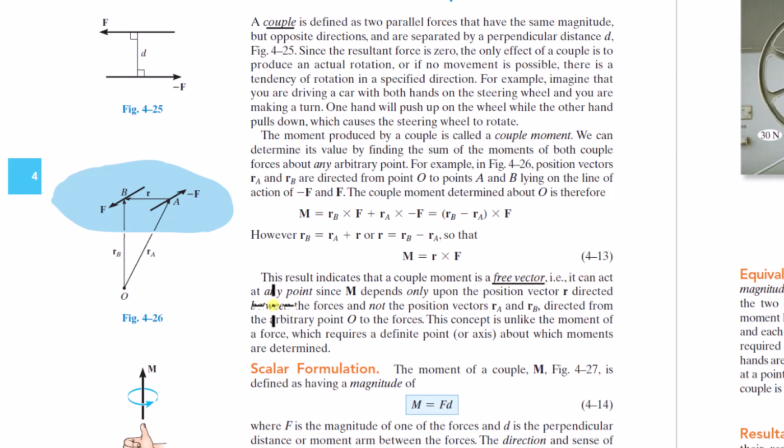It can act at any point, since M depends only upon the position vector R directed between the forces, and not the position vectors R_A and R_B directed from the arbitrary point O to the forces. This concept is unlike the moment of a force, which requires a definite point or axis about which moments are determined. So the moment of a force about a point is a fixed vector. The moment of a force about an axis is a sliding vector. And then a couple moment is a free vector.